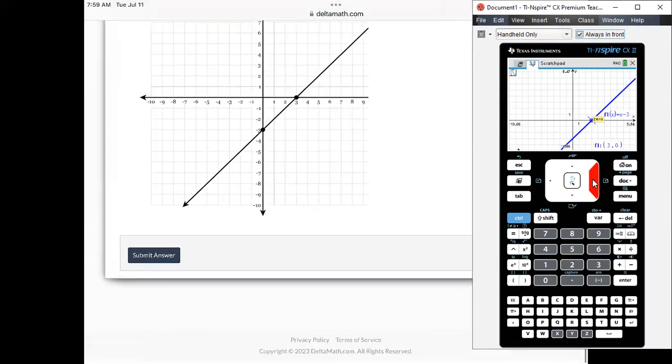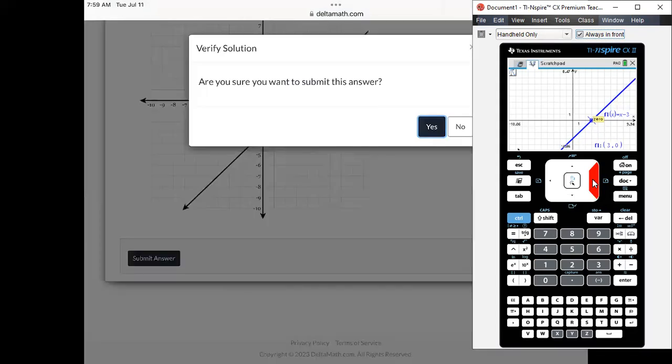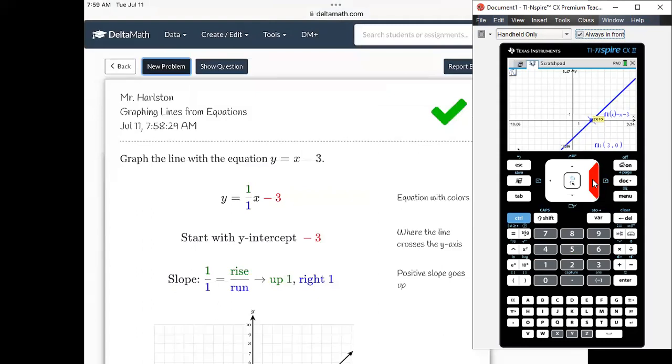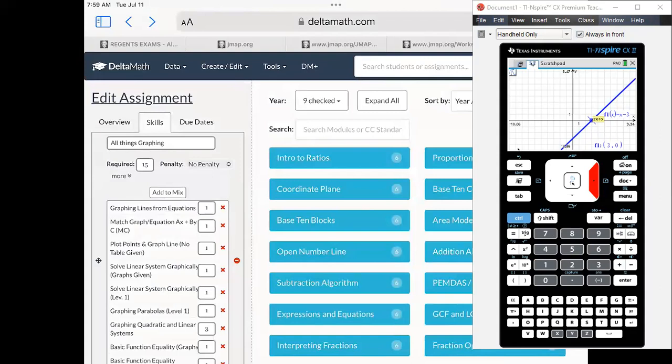So boom, that's done. Submit it. That's fine. That's all you're doing. You could either graph it as a function or relation. Let's do another one.